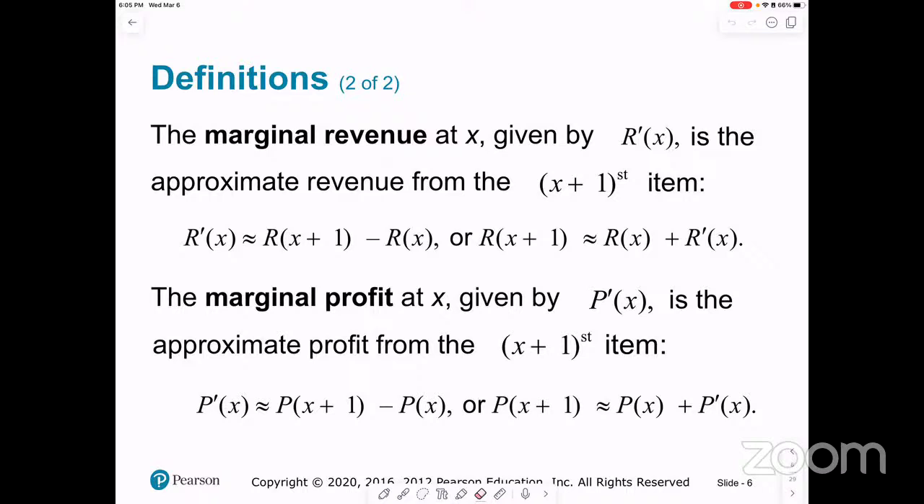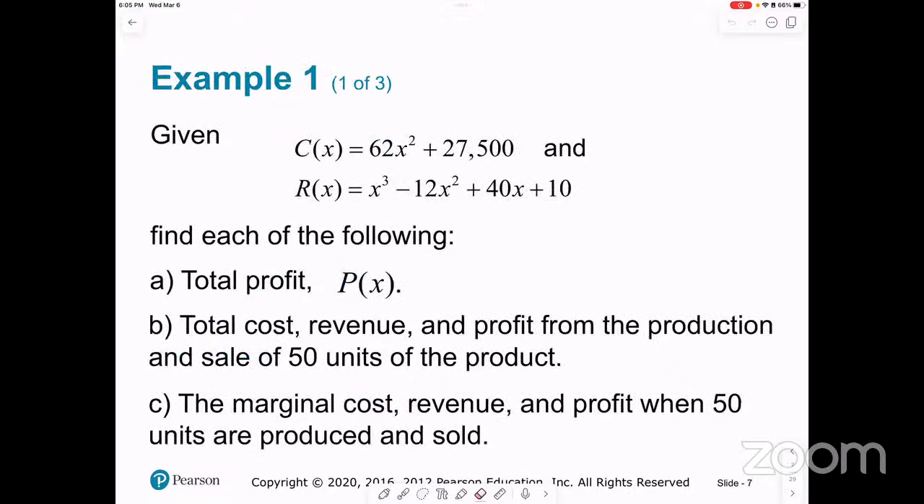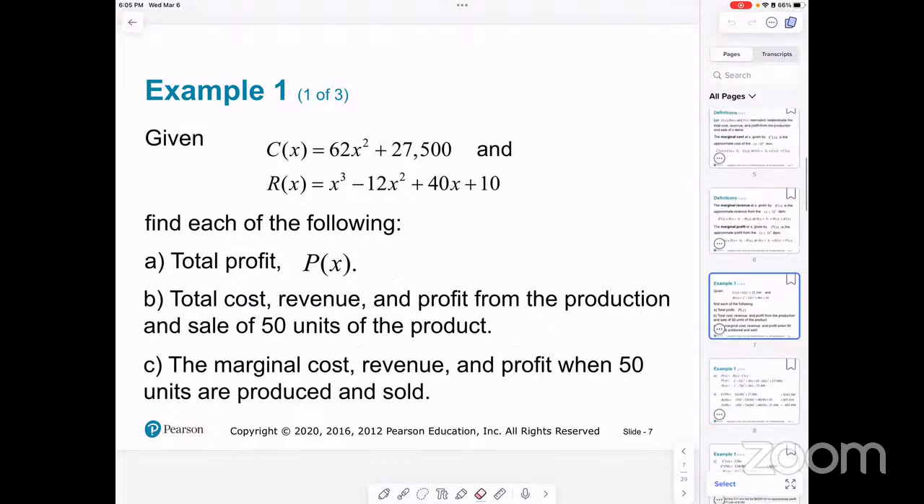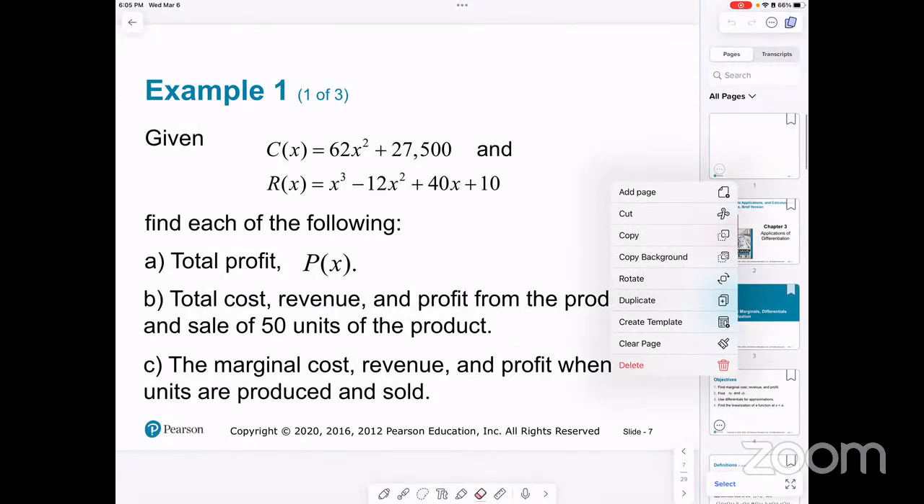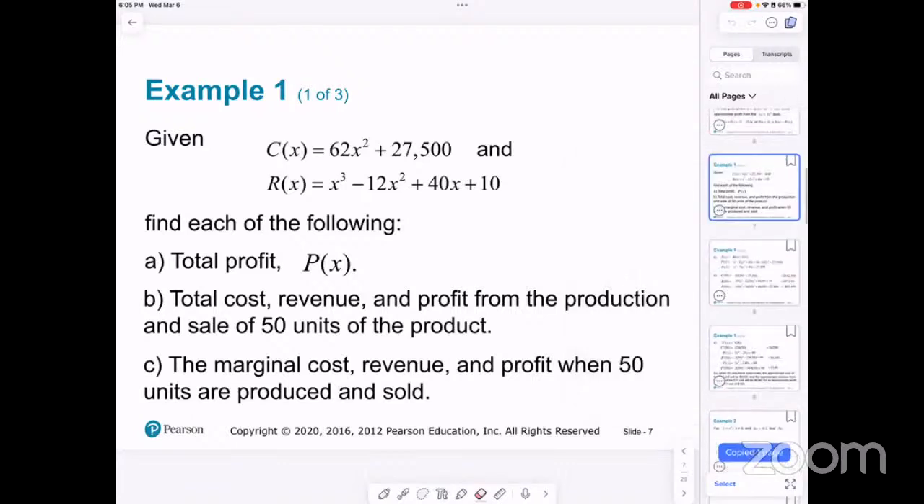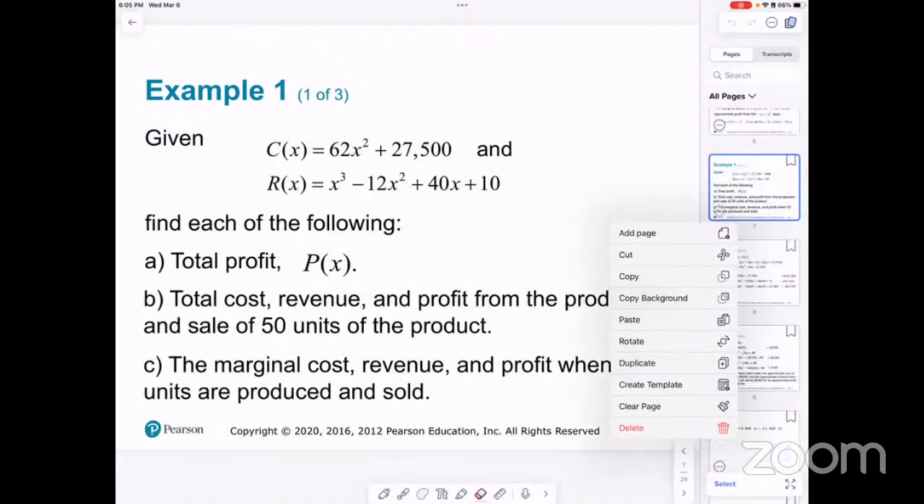Okay, let's just see how it unfolds. I do need some space. What slide is this? This is slide 7. Let's copy and paste. Okay.